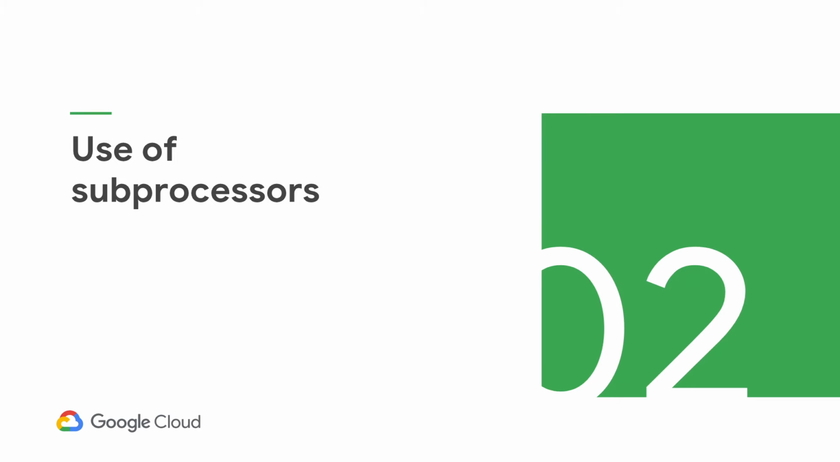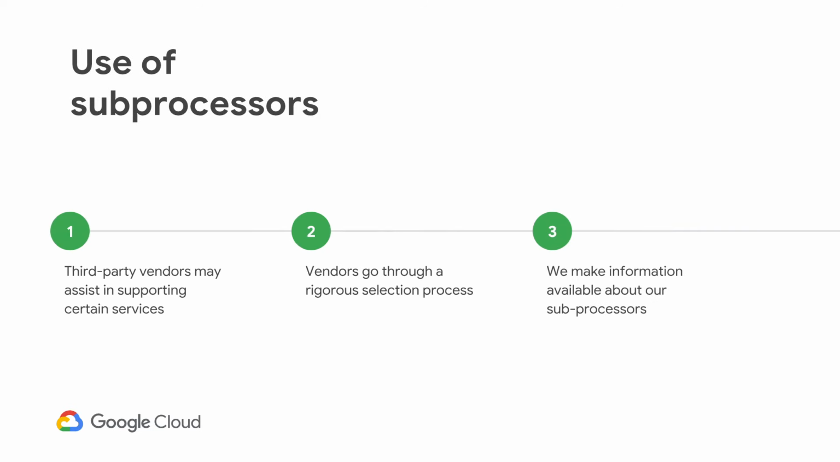So number 2, use of subprocessors. Today's business environment is a little more complex than having just one data controller and one data processor. And we, Google as well, in cases rely on third-party vendors processing customer data.